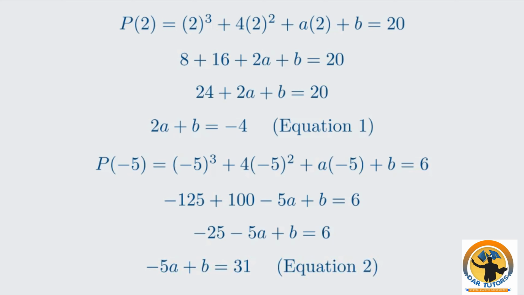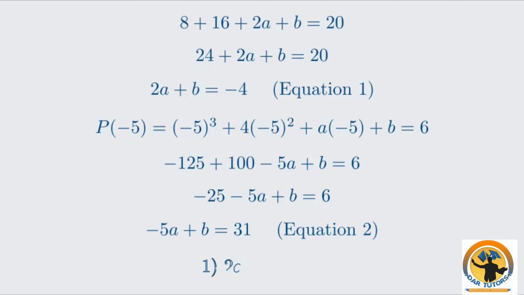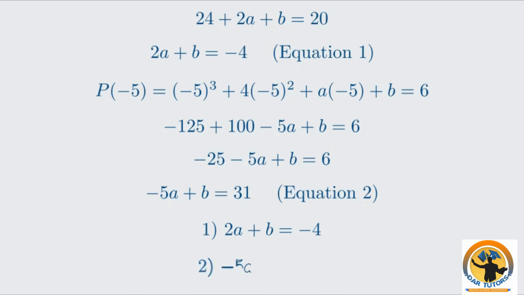We now have a system of two linear equations with two variables, a and b. Equation 1 is 2a plus b equals -4. Equation 2 is -5a plus b equals 31. We can solve this system using elimination.